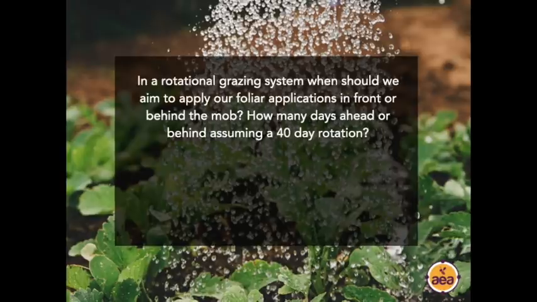Question from Steve. In a rotational grazing system, when should we aim to apply our foliar applications, in front of or behind the mob? How many days behind our herd, assuming a 40-day rotation? You want to time your foliar applications when the plant is most able to take advantage of it. So that usually means when you have 2 to 3 inches, 3 to 4 inches of regrowth. At that stage, your foliar application produces the biggest crop response, the biggest forage response, because the plant has the most time to take advantage of it to increase its photosynthesis.